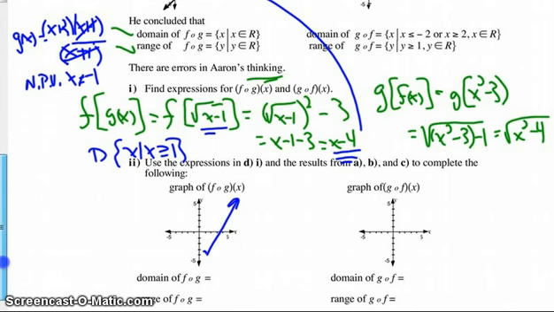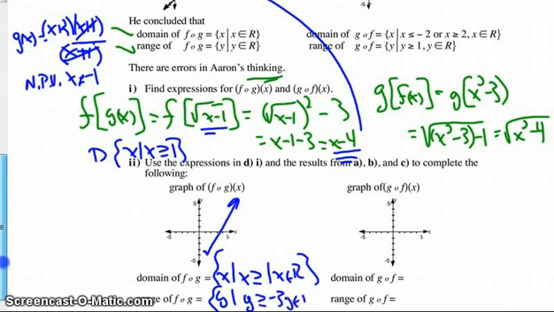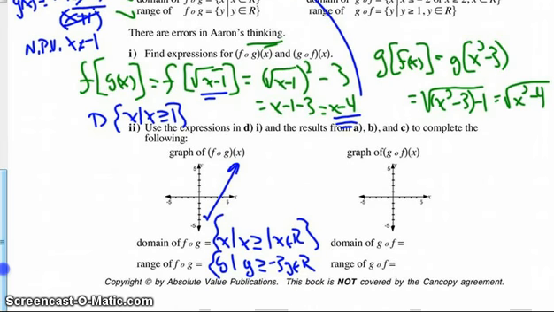And the domain of f of g at x is x such that x is greater than or equal to 1, x is an element of reals. And the range is y such that y is greater than or equal to minus 3, and y is an element of reals. Now you give g of f a try and see what you think that one is.